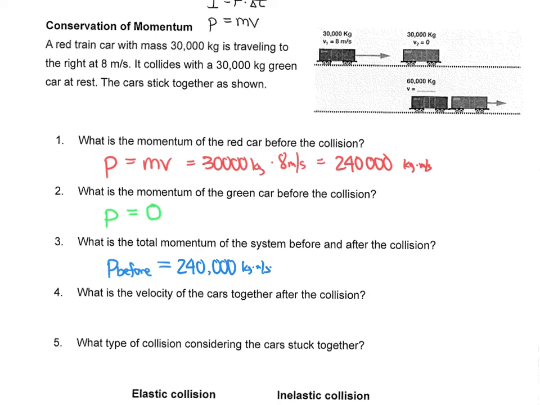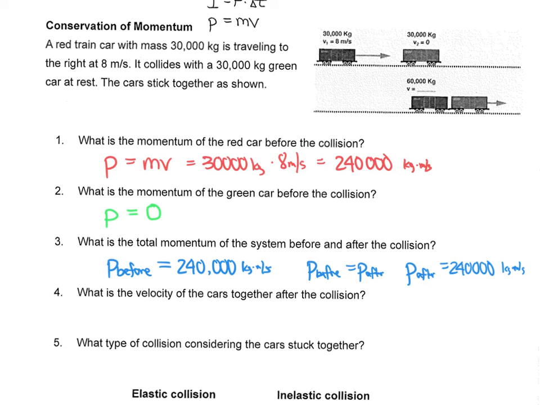And remember, we say momentum's conserved in these collisions. Conserved is a fancy word for the same or equal. So this means that the momentum before has to equal the momentum after. So momentum after is also going to be 240,000 units of momentum, kilogram meters per second.